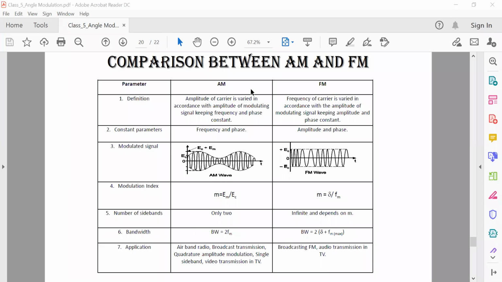Applications are there, AM application and FM application. So this is the difference between the AM and FM wave.